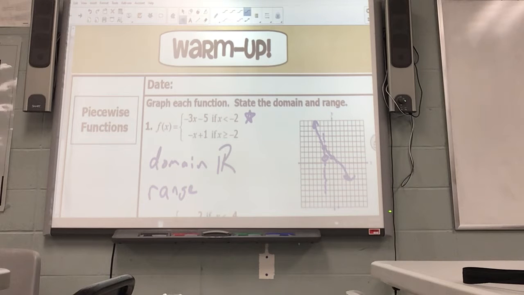Now, we didn't have a range like this one yesterday, but the range, does it go forever up? Yes. Does it go forever down? Yes. So its range is also all real numbers. Because even you could say, well, it's not touching it right there, and that's true on that line, but the other line would hit that point. Okay? All right, so ready to go to some absolute value functions now.